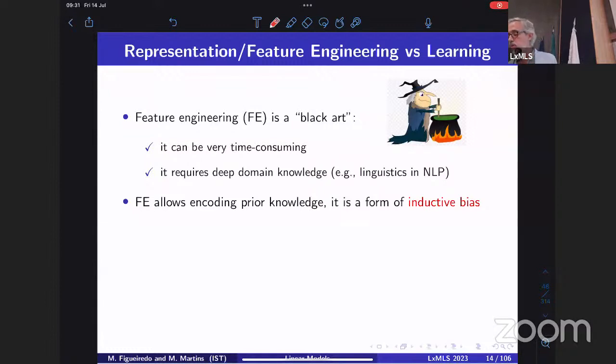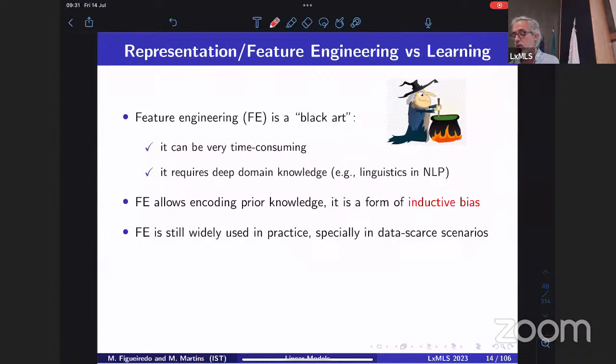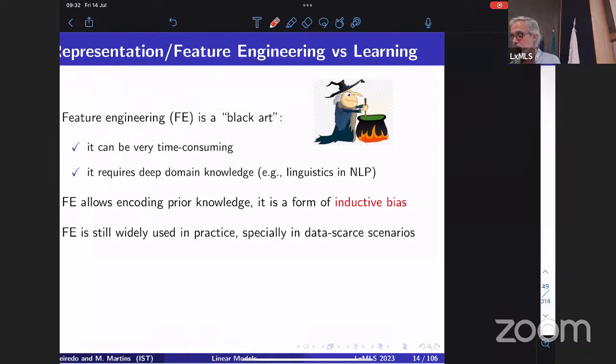Because what you bring into the problem is the definition of the class of functions in which you will look for the optimal one. So it's still widely used in practice. People still do feature engineering a lot, okay? Especially if you don't have a lot of data that would allow you to use feature learning, representation learning, like deep learning methods.